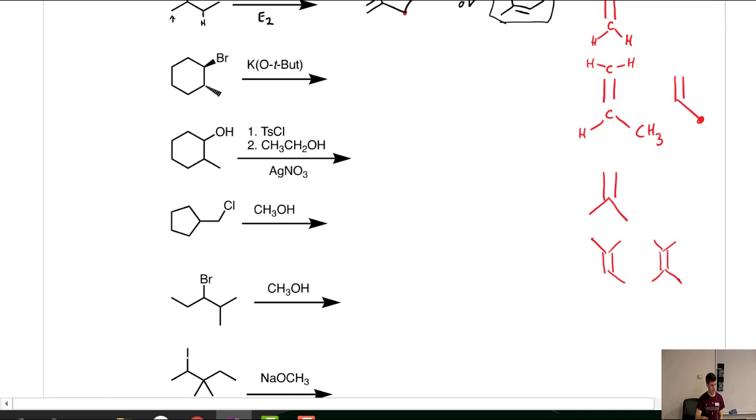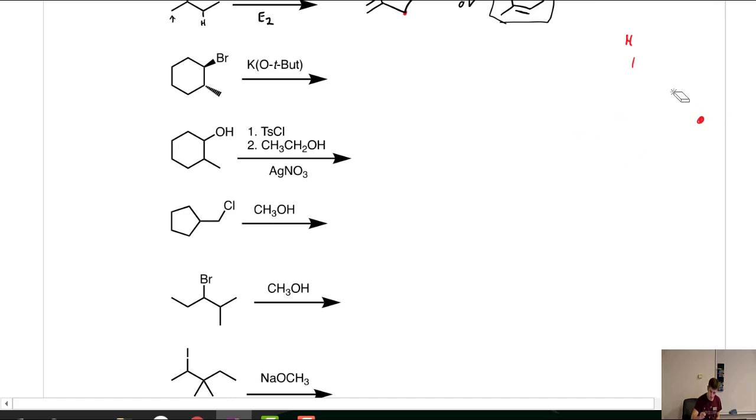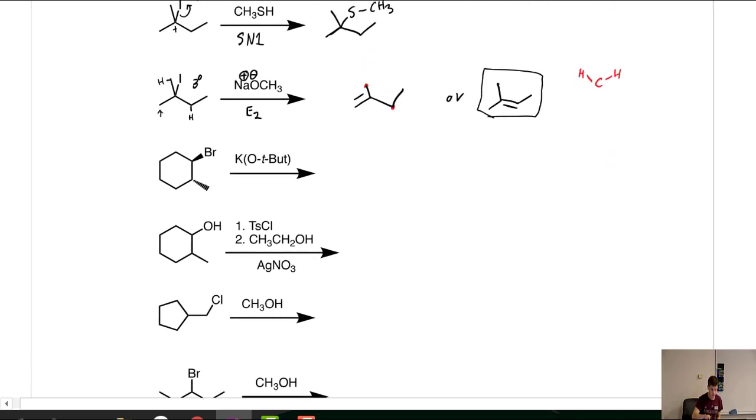So these are more stable. Okay. So since this one here is substituted 1, 2, 3, 3 times, this one is only substituted twice. So we're going to take the most substituted one as the Zaitsev product. That'll be the major product, and this is what you would answer on the quiz or test.